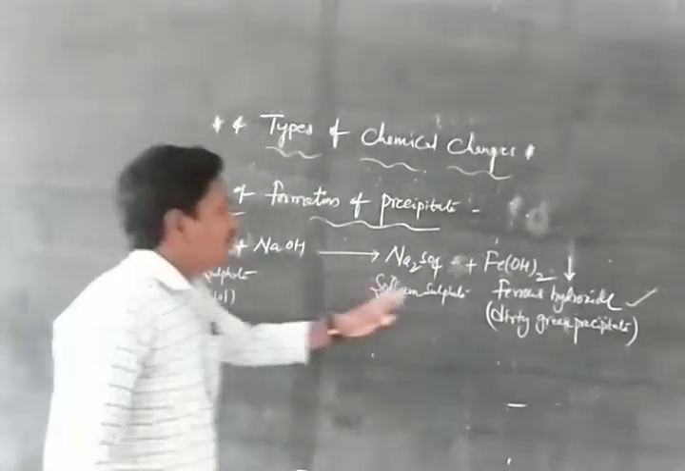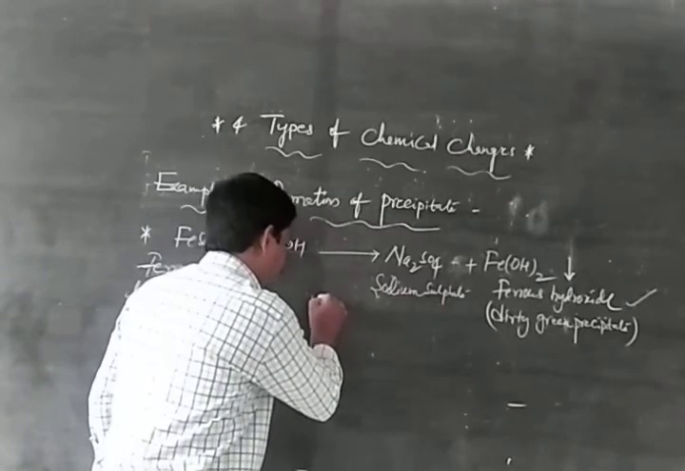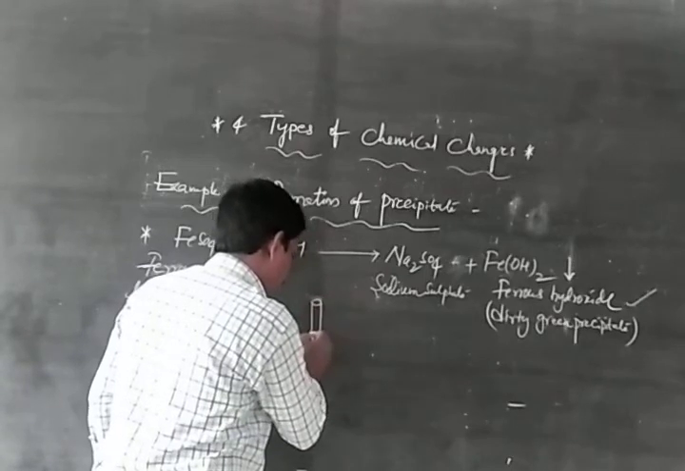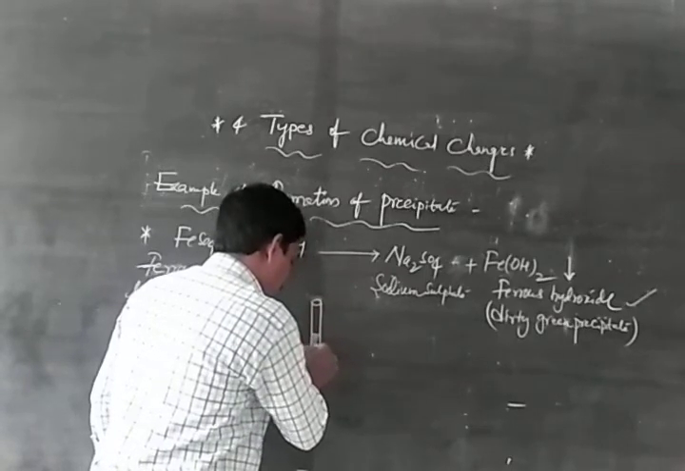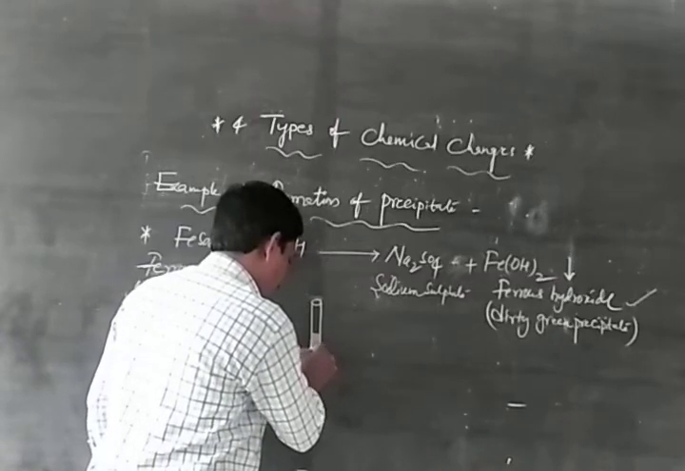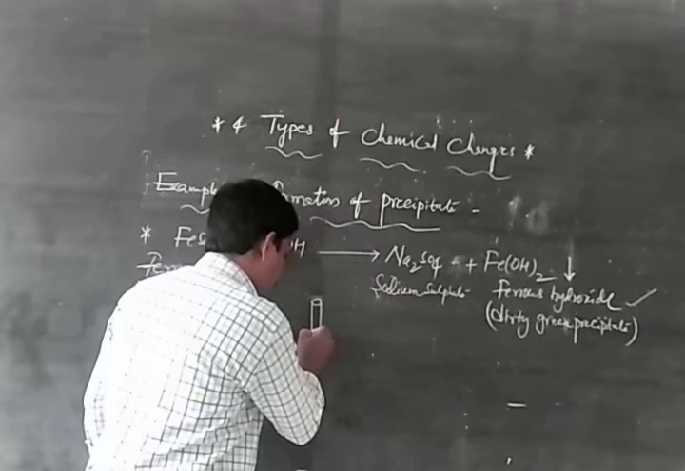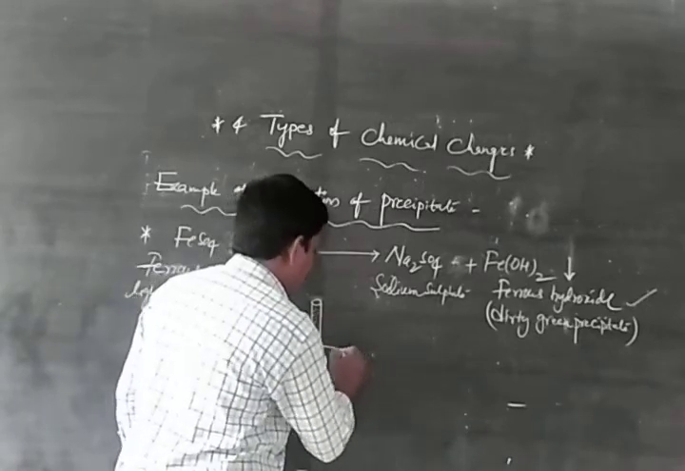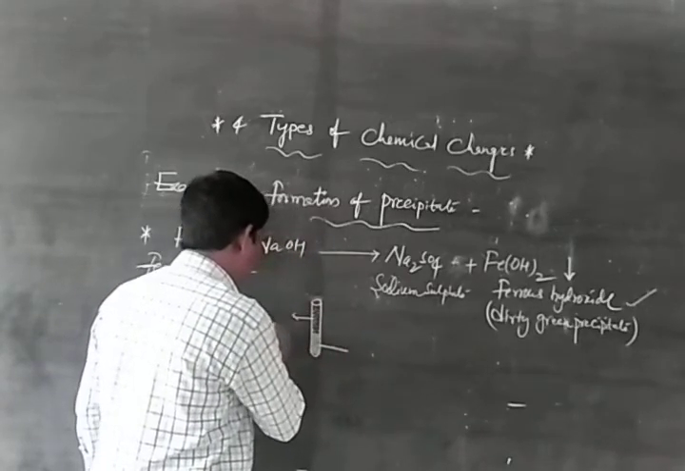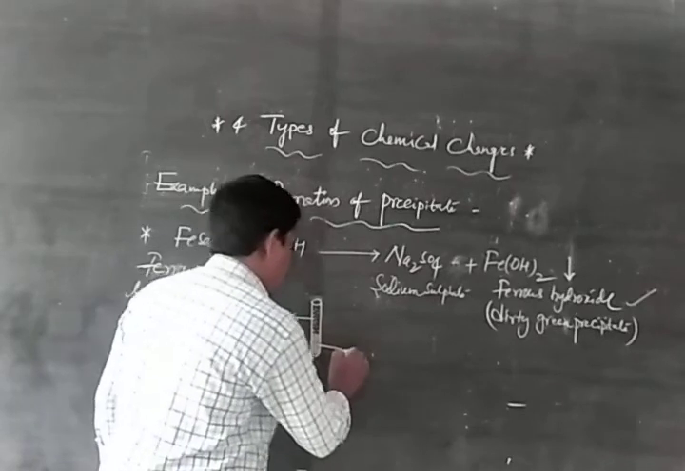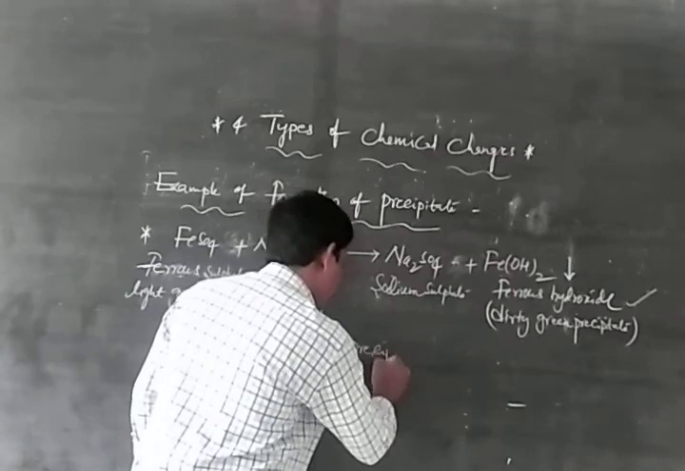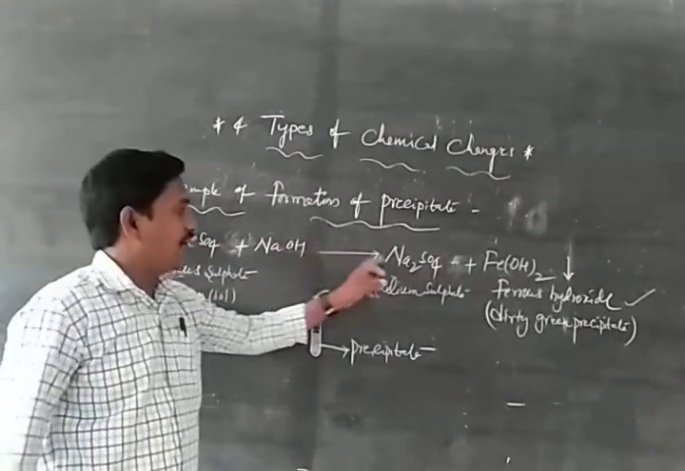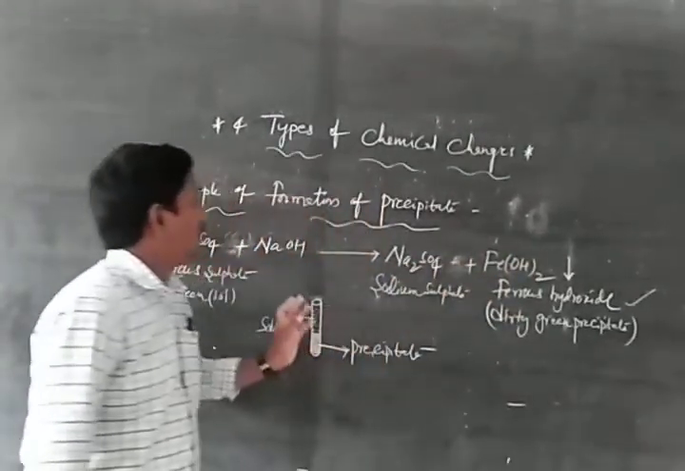So this is the precipitate, this is the solution, this is the precipitate. Okay. FeSO4 plus NaOH gives rise to Na2SO4 plus Fe(OH)2. This is the example of formation of precipitate.